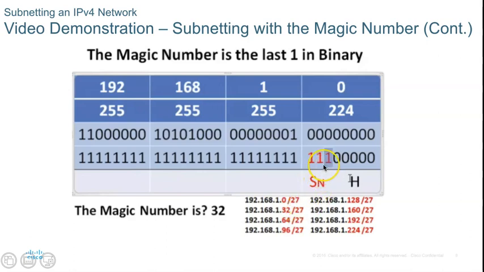In this case, you can see it's the last bit in the borrowed bits, in this case 3 bits: 128, 64, 32. And you can see now the first network is always 0, so you start at 0 and add your incremental number. I'm going to stop here and pick up in part 2.